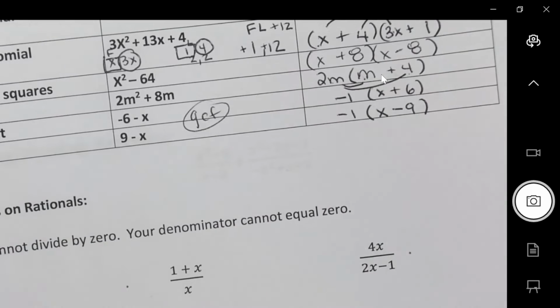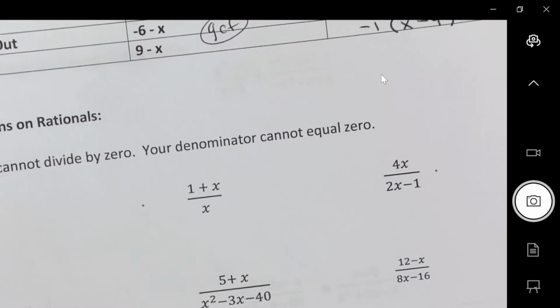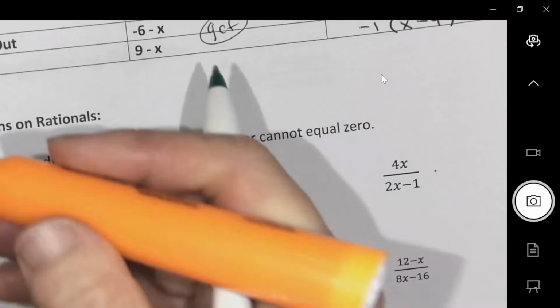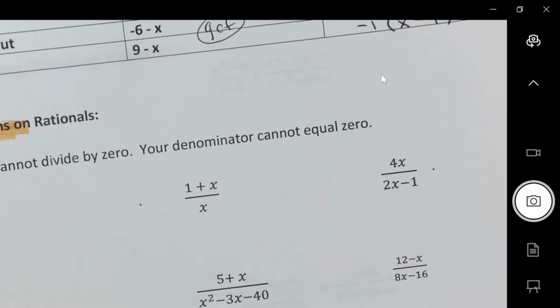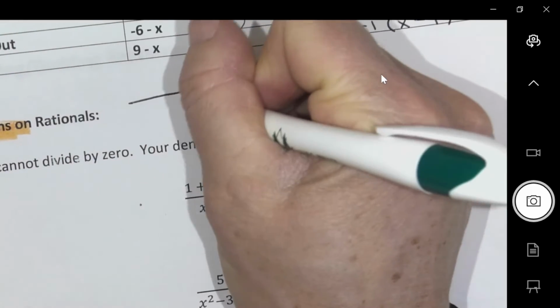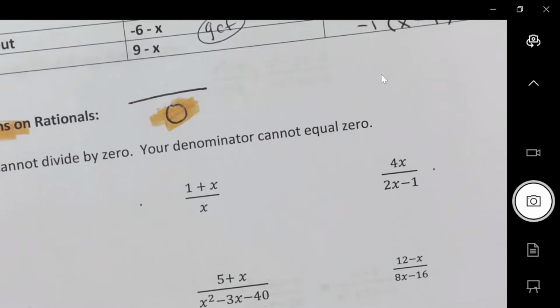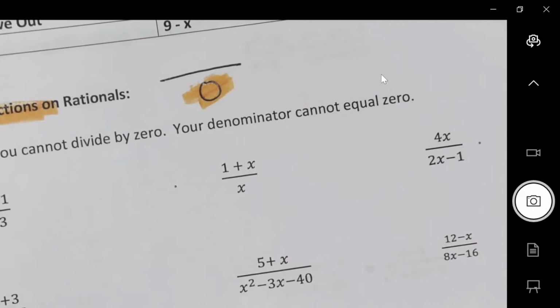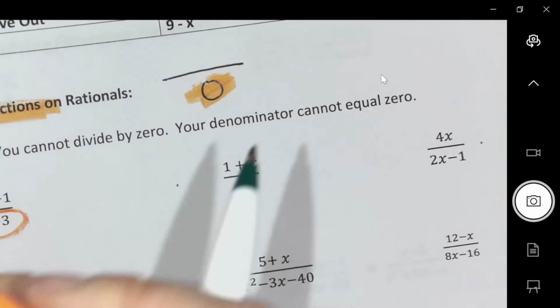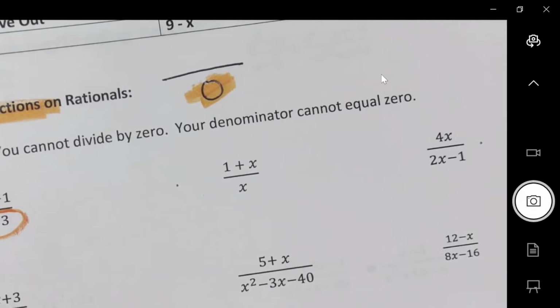Okay, we're going to jump into a quick topic here, just restrictions. The word restriction is something you cannot do. So what's the thing that you cannot do with fractions? Divide by 0. Dividing by 0 is not good. So when I look at this, what's the restriction? I'm only looking at the bottom. I'm not even looking at the top at all.